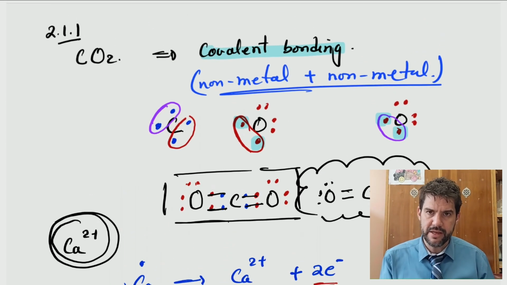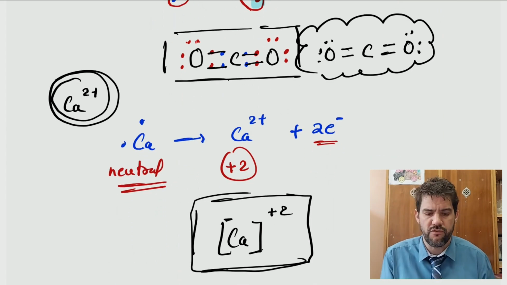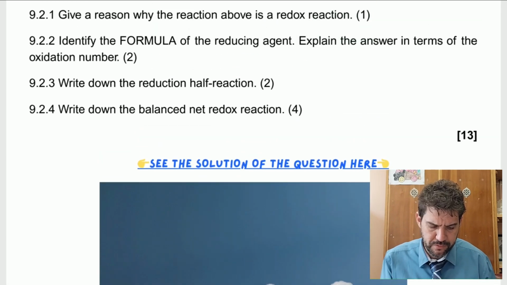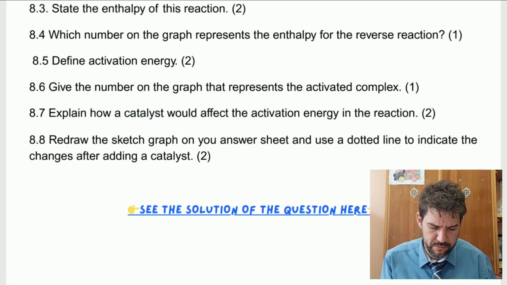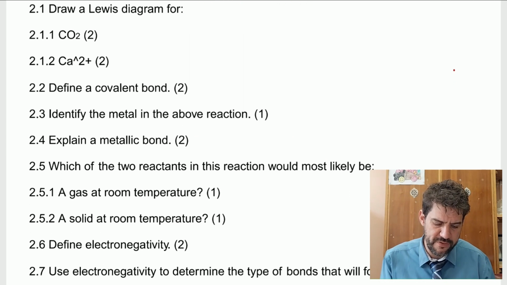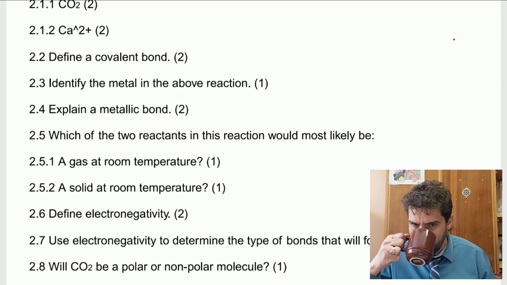I hope it's clear in terms of covalent bonding. This one is not a bonding, it's the formation of an ion. So let's go to the next question. So far, so good. We move a little bit further up. Question 2.2. Define covalent bonding. And guys, we already spoke about that one.